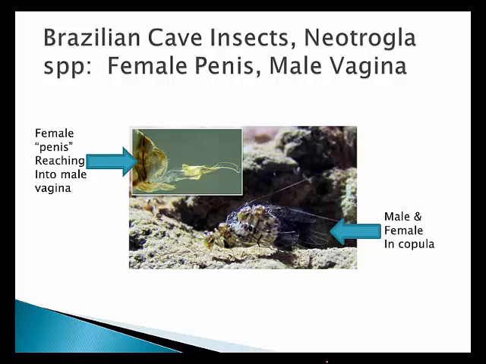And at this point, it is fun to acknowledge that some insects have decided that the usual sex roles and sex organs are just not for them. So here we have an example of cave insects. They are Brazilian cave insects from the genus Neotrogla. And in this case, the female has the thing I just referred to as the intromittent organ, which is, in her case, a penis equivalent. And the male has a simple genital chamber in which the sperm are harbored.